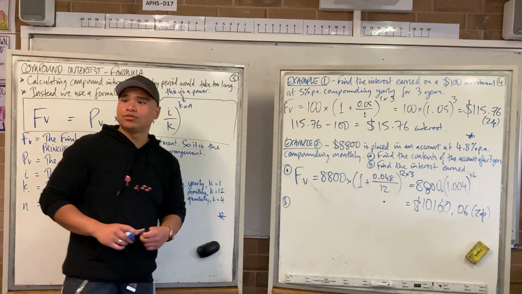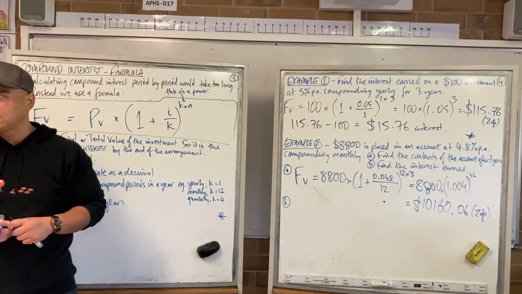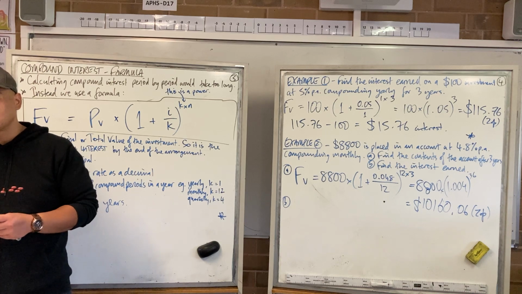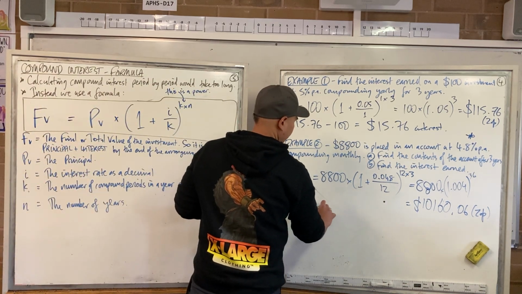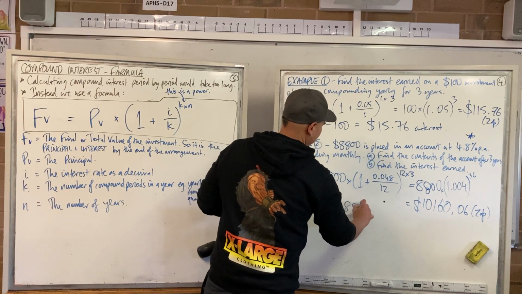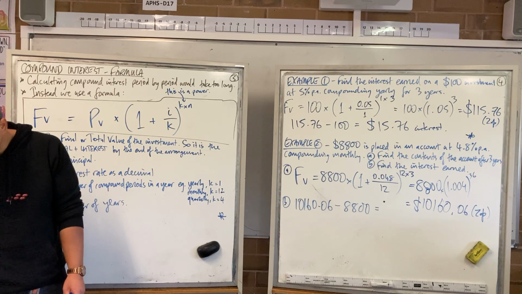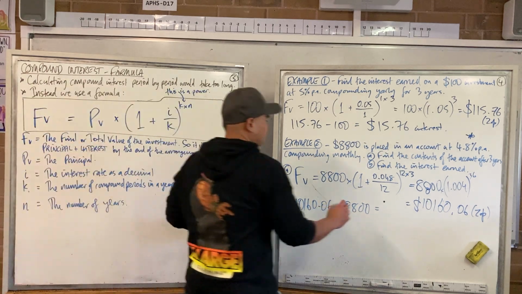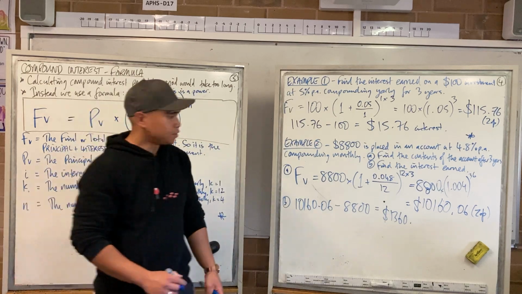How would I find the interest earned? It grew to a large amount. I put in a certain amount. How do I find the little icing on top of my investment? Minus. Yeah. So 10,160.06 minus 8,800 equals 1360.06.